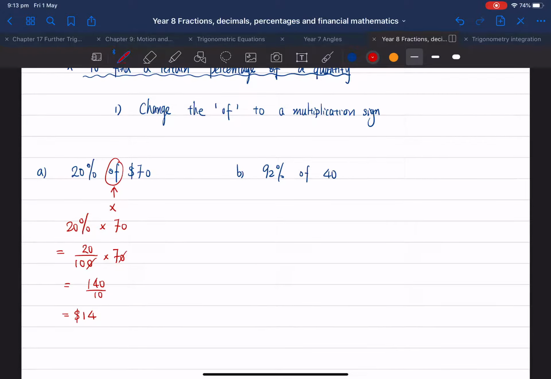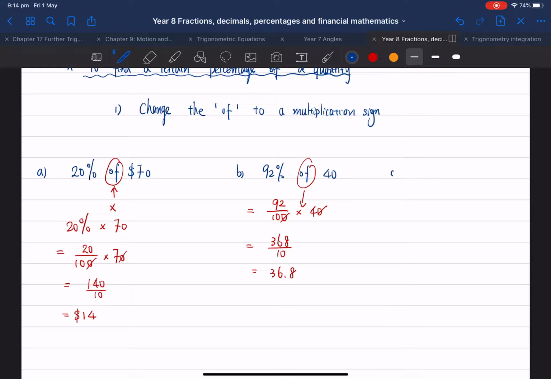So the first step here is same thing. We convert that 92% into a fraction. So that becomes 92 over 100. Off means multiplication. Change that into times, and we'll times by 40. Now do the calculation here. That becomes 368 by multiplying 92 with 4 and then divided by 10. So that gives you 36.8. That becomes the answer.